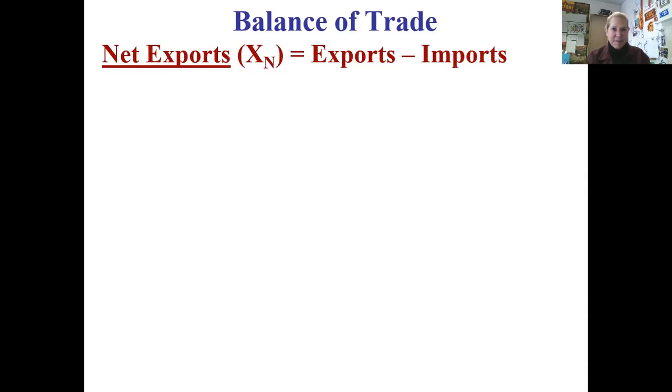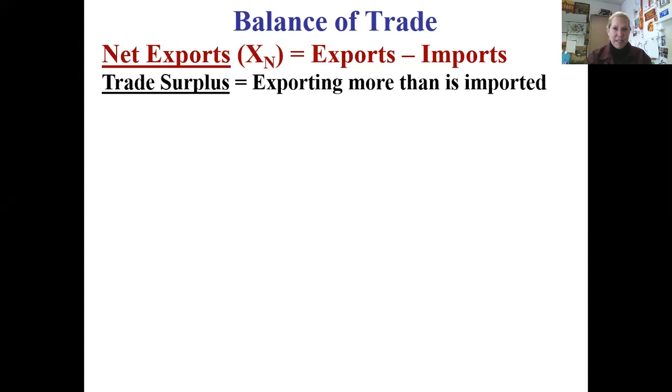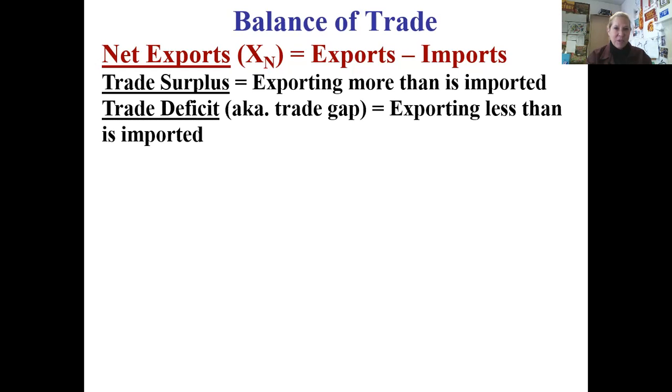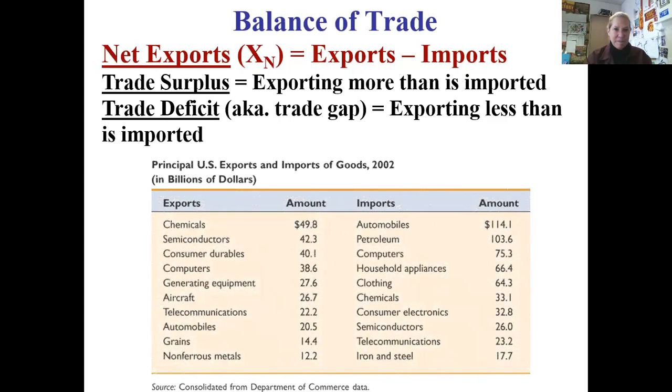Balance of trade. Net exports, or X to the N, equal exports minus imports, as you recall. Trade surplus equals exporting more than is imported. Trade deficit, also known as trade gap, is exporting less than is imported. All right, so these are all the terms that you're going to have to commit to memory for your testing purposes. And when we talk about the economy and the balance of trade, we use these terms all of the time.